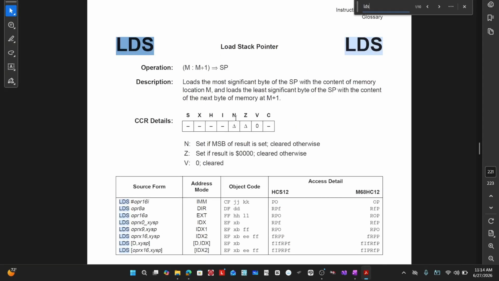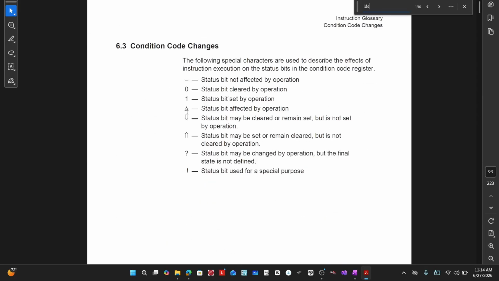So we see the negative flag, Z flag, they have a value of delta. What does delta mean? Delta means those flags get affected when we execute the LDS instruction. The V flag will be cleared when we execute LDS, and the C flag, it has the dash. So at the top of the instruction glossary, you see what those delta means. The delta means the status bit affected by the operation, and then the dash, the status bit is not affected by the operation. So let's go back to our LDS.